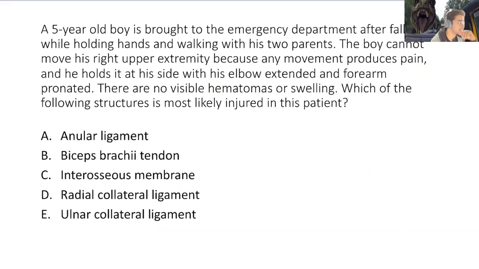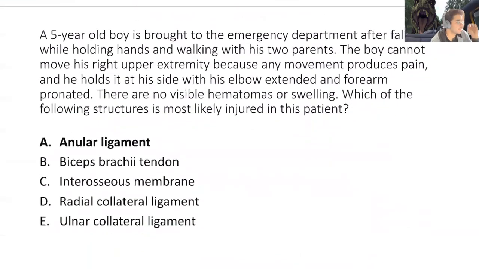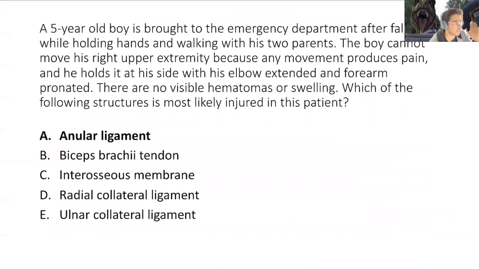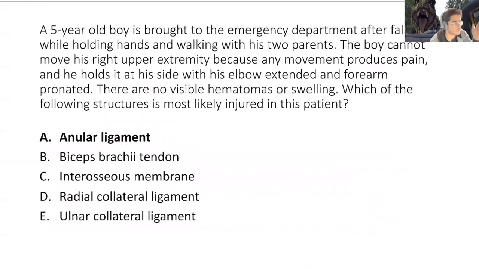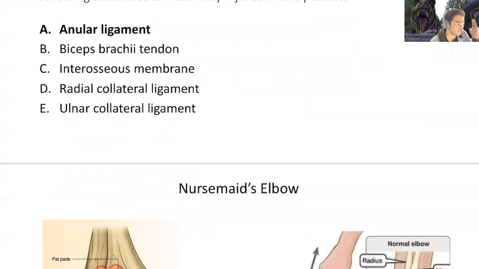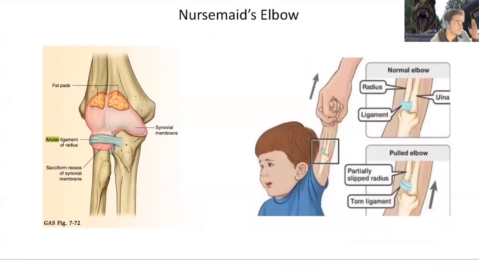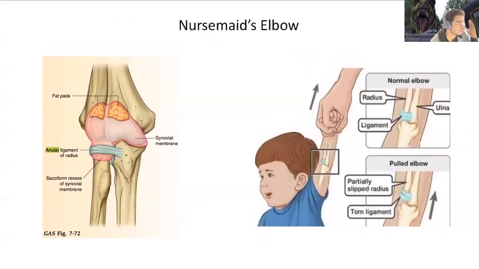All right, guys, exactly. This is the annular ligament. This is nursemaid's elbow. Fantastic. Nicely done. This is straight up a question that you guys are going to get on your exam. At least one question on this. So it's the annular ligament. Remember, the kids' ligaments and joints and bones aren't fully formed yet. It's quite easy to pop out in most situations.